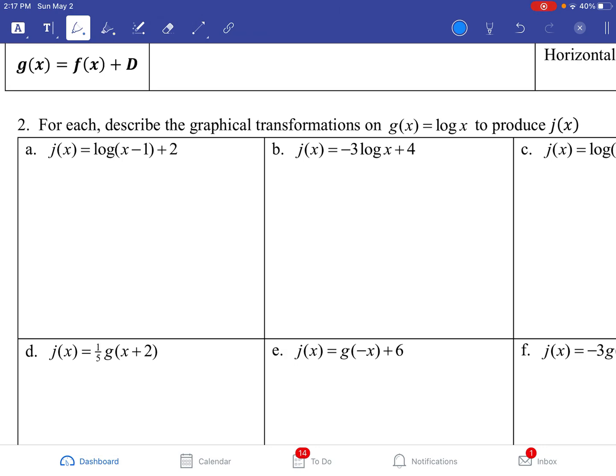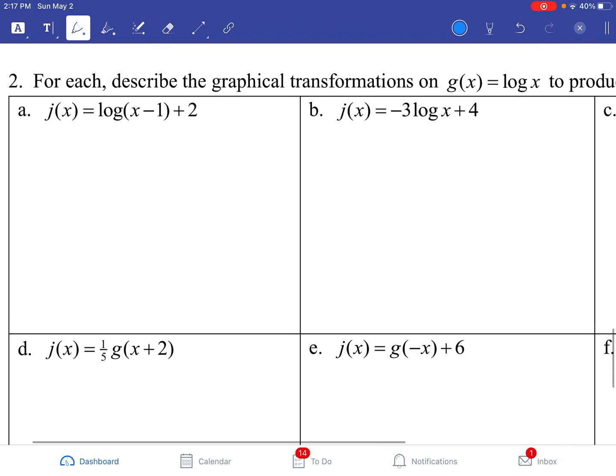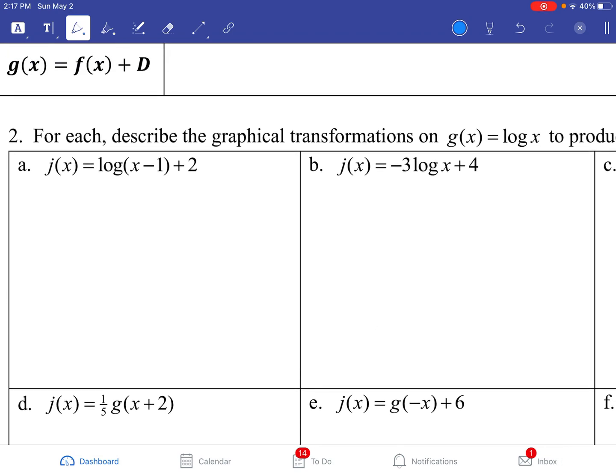Okay, and again, we're going to show you two different versions: the logarithmic equations written out, and then them as function notations. All right, so we have two things going on in part A. We have a horizontal shift, and that's going to the right by 1 because it's negative. And then the +2 is a vertical shift, going up by 2.